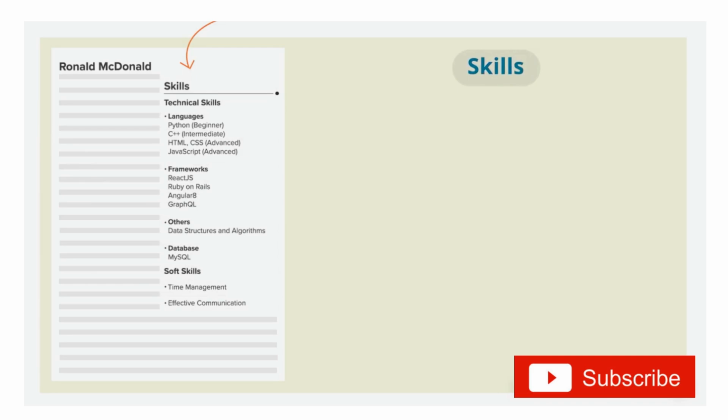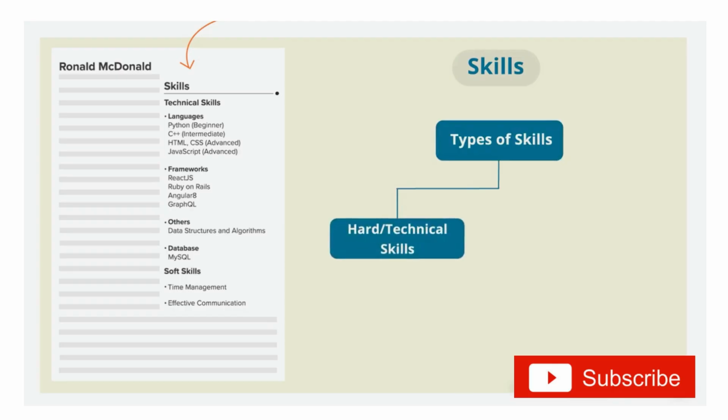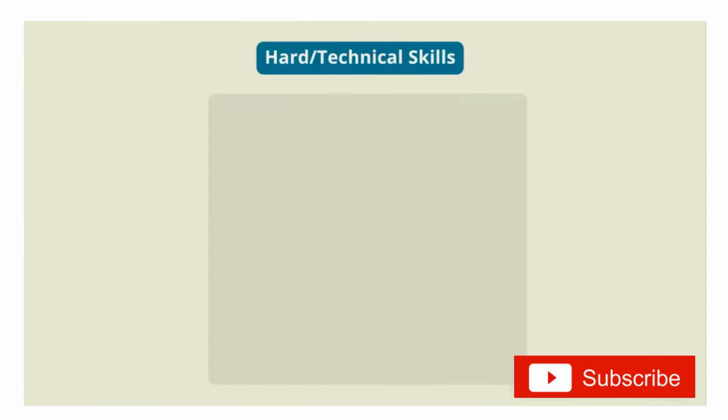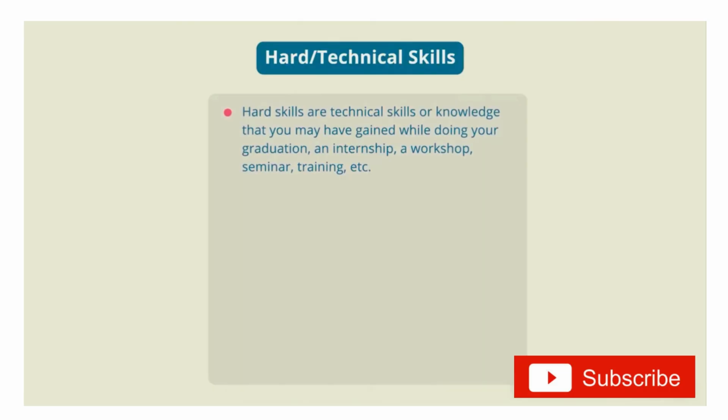In this section, you can mention any specific skills that you may have and are relevant to the profile that you are applying for. You can mention 2 types of skills in your resume: hard or technical skills and soft skills. Now, let me tell you in detail about both the types of skills and how you can mention them in your resume. So, what do we mean by hard or technical skills? Hard skills are the technical skills or the knowledge that you may have gained while doing your graduation, an internship, a workshop, seminar, training, etc.